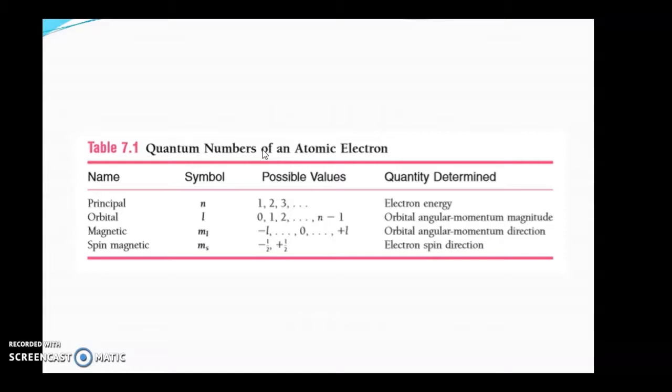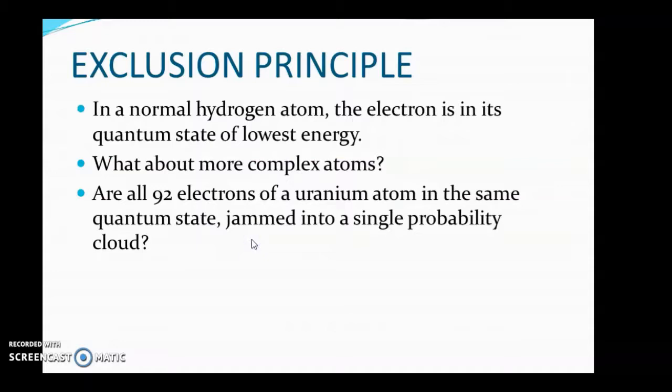So in the last class, we have seen that in order to describe the behavior of an atomic electron, we require 4 quantum numbers. One is the principal quantum number n, the second is the orbital quantum number L, the third is the magnetic quantum number ml, and the fourth is the spin magnetic quantum number ms. Now, we know that in a normal hydrogen atom, there is only one electron.